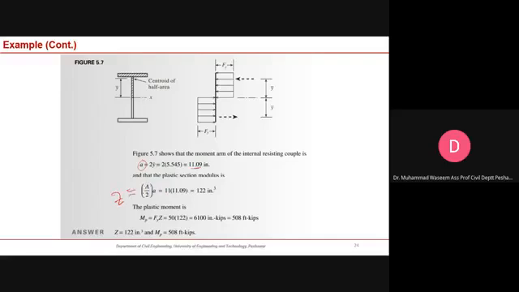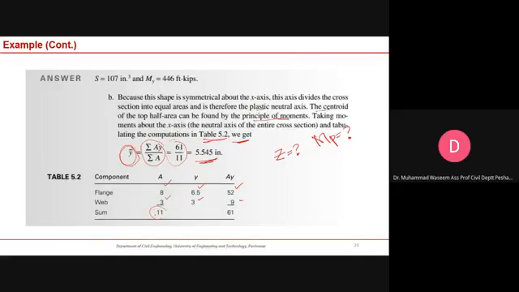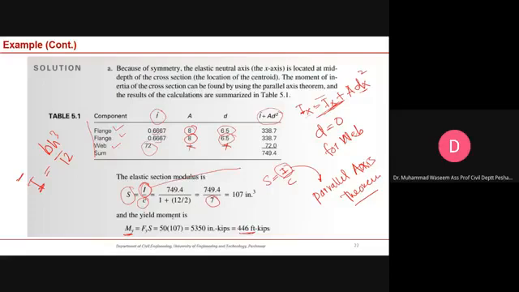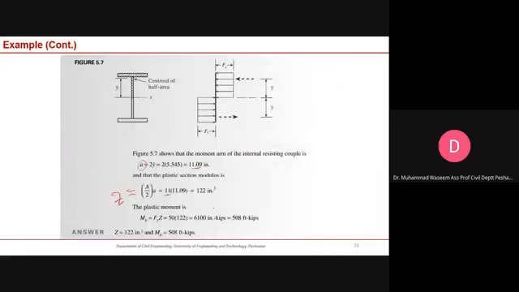In this, it is saying A divided by 2. Now the cross-sectional area of this member over here is 11, and over here the cross-sectional area is 60. There is a difference. If you calculate this value, I think this 2 has not been used here. We have to check. So this is the elastic section modulus. Once you calculate the elastic section modulus, you can calculate the plastic moment.